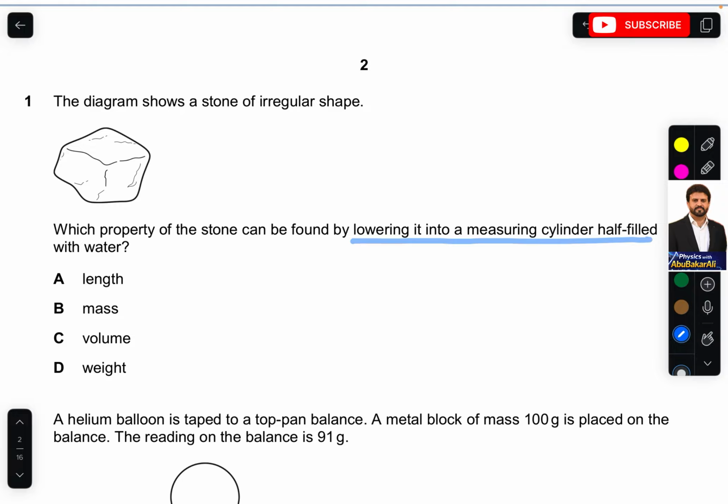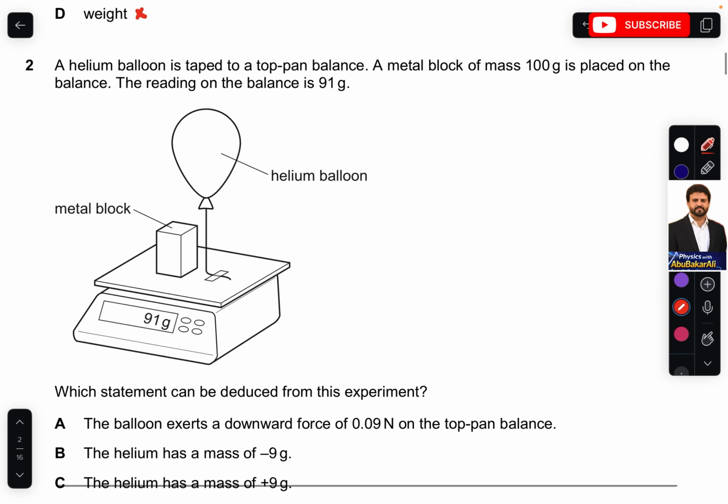So first question, you have to tell which property can be found by lowering it into a measuring cylinder half filled with water. So it is obviously the volume, which is determined by this displacement method. Length is measured by the scale, mass is measured by the balance, and weight is also measured by the balance. So it is C. Pretty easy question.